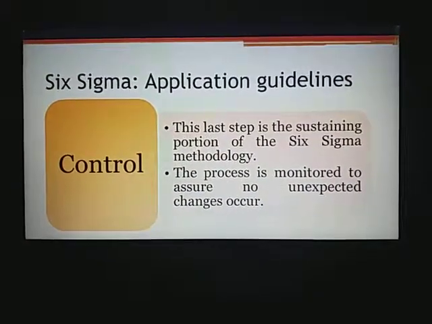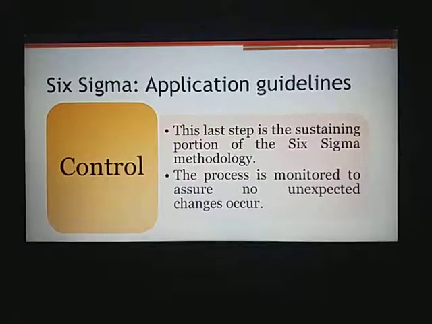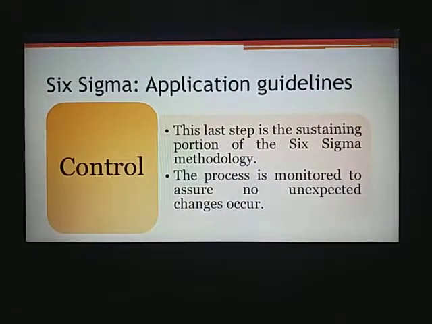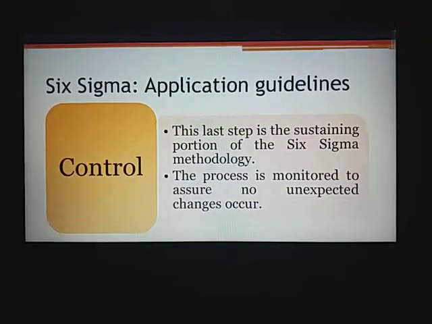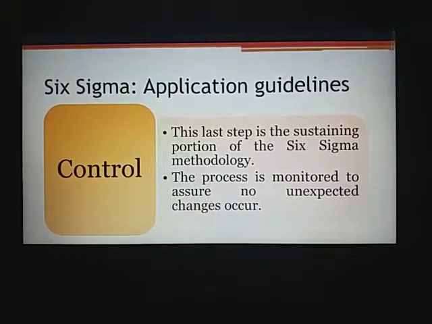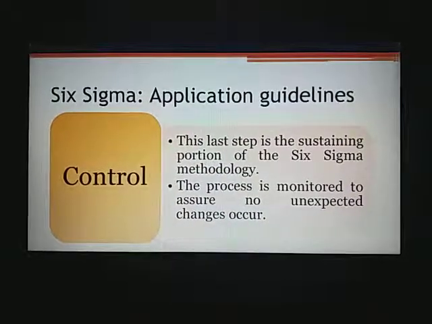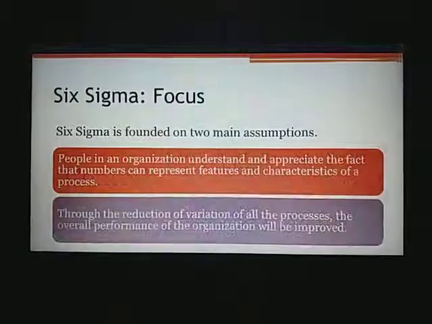Control. If the process is performing at a desired and predictable level, it is put under control. This last step is the sustaining portion of the Six Sigma methodology. The process is monitored to assure no unexpected changes occur.